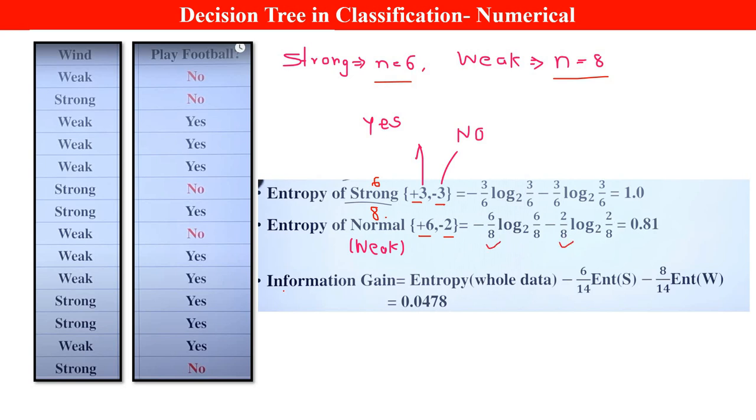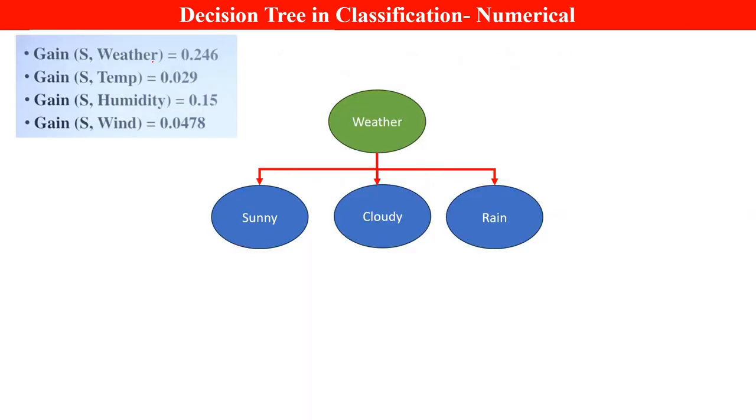We have calculated the entropy. Information gain for the wind is the entropy of the whole data, 0.94, minus the weighted average for strong, 6 by 14 multiplied by 1, minus 8 by 14 multiplied by 0.81. So this comes out to be 0.0478. So these are the information gains for weather, temperature, humidity and wind.